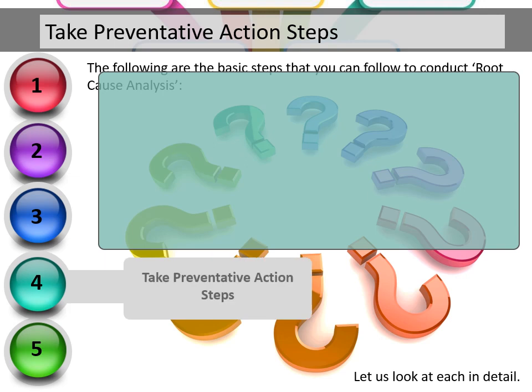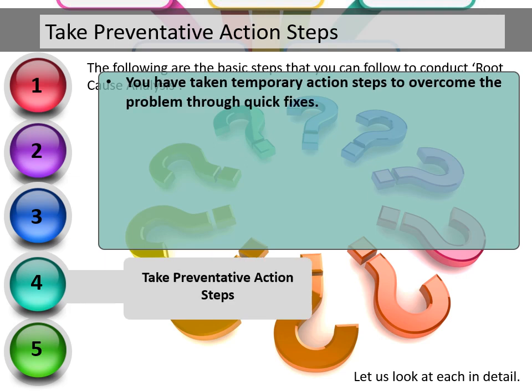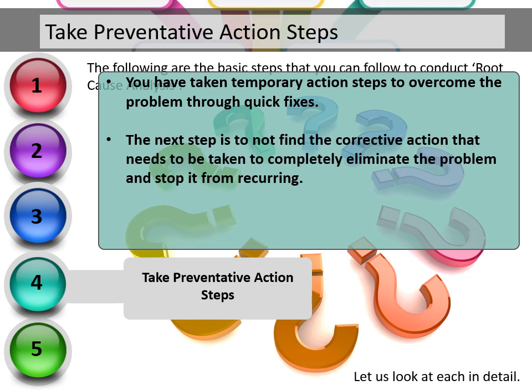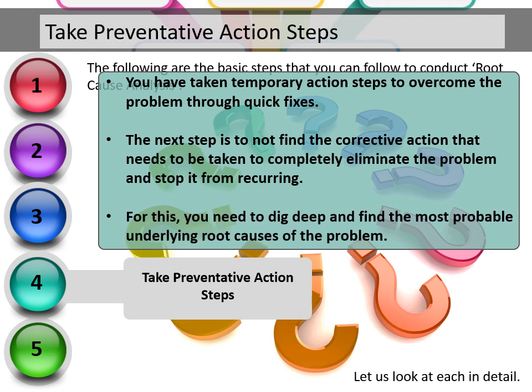Number 4. Take preventative action steps. You have taken temporary action steps to overcome the problem through quick fixes. The next step is to now find the corrective action that needs to be taken to completely eliminate the problem and stop it from recurring. For this, you need to dig deep and find the most probable underlying root cause of the problem.